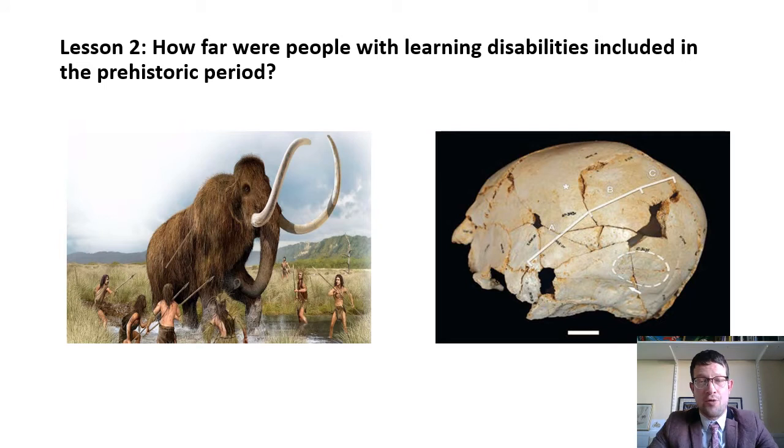In Lesson 2, pupils learn about what the evidence tells us about how far people with learning disabilities might have been included in the prehistoric period. The lesson is kind of framed around these two images. On the left, we have an image of a prehistoric band of people hunting a mammoth, and on the right, we have a skull. More on that later.